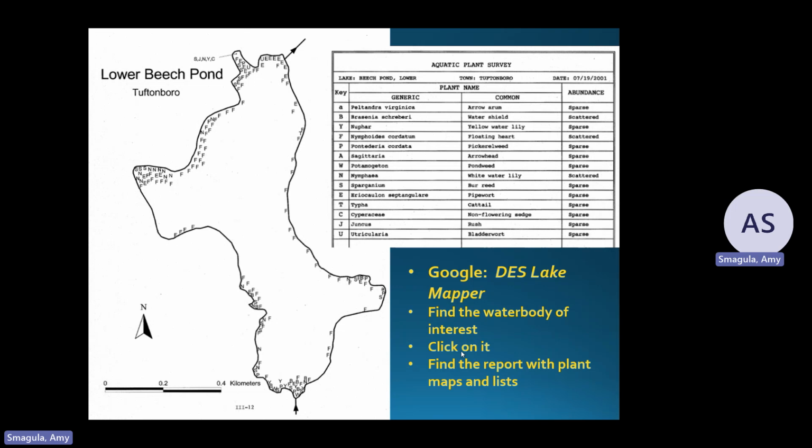body of interest, click on it, and then you'll find a little box pop up with a list of reports that are available. If you look for Lake Assessment Report, those reports will have a map with the keys, the symbols on it, and a key associated with that, so that you can see historically what we've documented in your water body, so you can have a baseline for what plants are in your lake or pond.